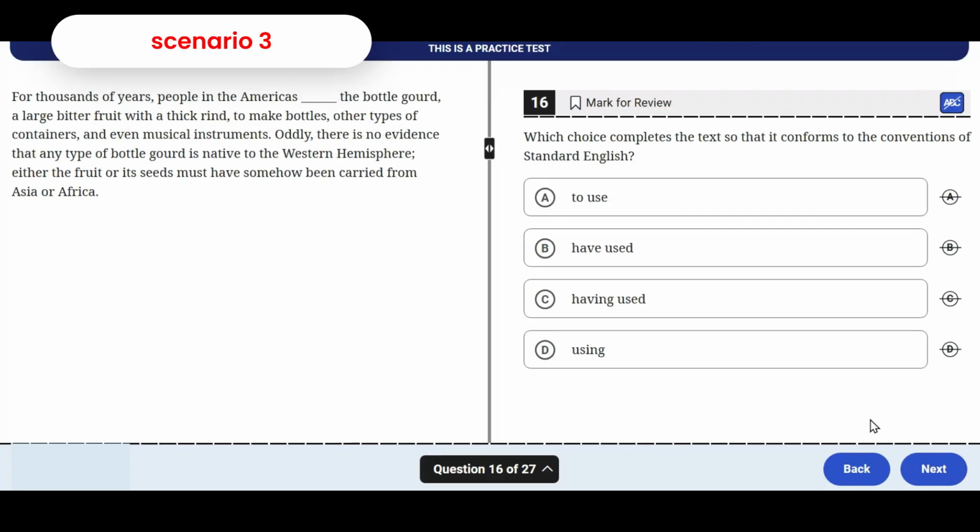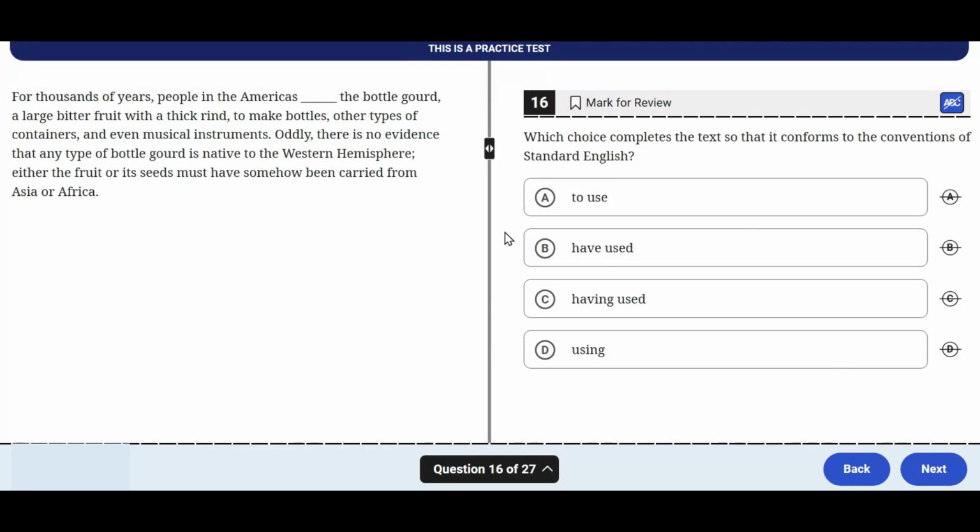Okay, here we are. More questions. Let's figure out what the odd one out is first. Okay, we have to use, we have used, having used, and using. So this one's an infinitive form. This one is in the past. This one's in the past as well. And this one's in the present. So this is never going to be the main verb. This is always going to be in a dependent clause, or it's going to have another verb with it.